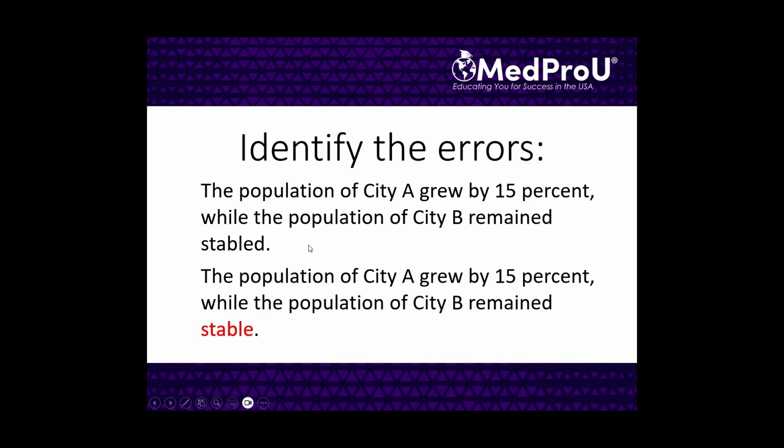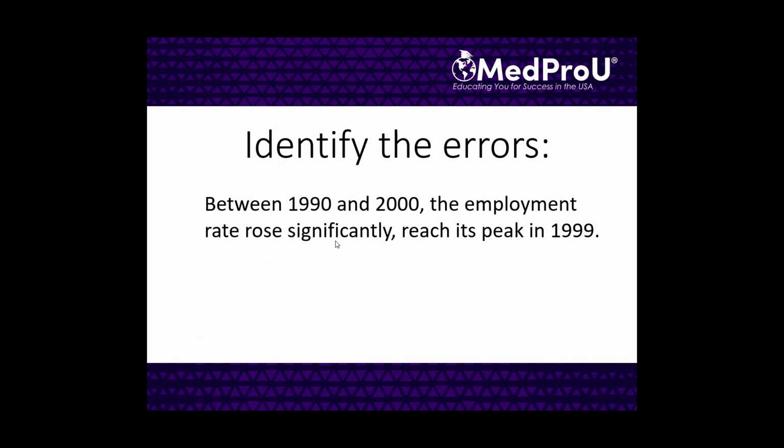So this one, the population of CTA grew by 15% while the population of CTB remained stable. Stable is incorrect. Here's another one. Before 1990 and 2000, the employment rate rose significantly, reached its peak 1999. This is the second to the last. Which one is incorrect here?